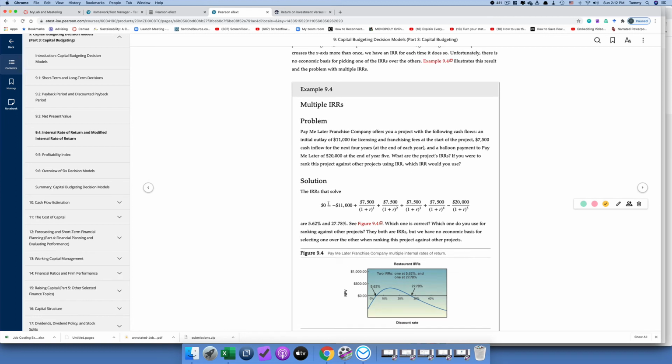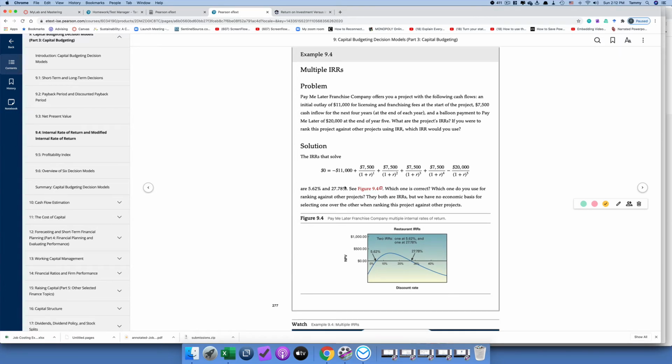So the thing is, there's no what they call a closed form solution to this problem. If you sat down and solved this algebraically, you'd wind up with 2 answers. One is 5.62 and one is 27.78.